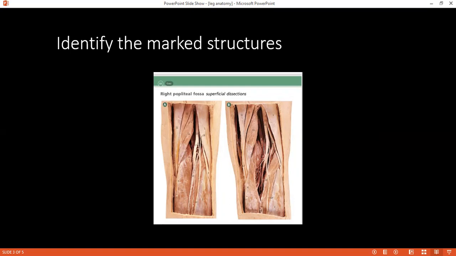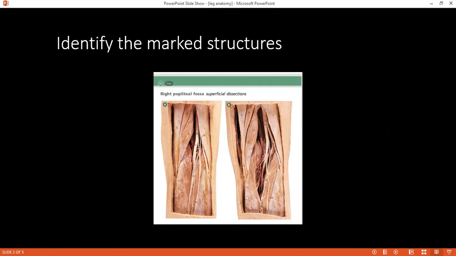Popliteal fossa is bounded above medially by semimembranosus and semitendinosus, laterally by biceps femoris, and below it's medially bounded by medial head of the gastrocnemius and laterally by lateral head of gastrocnemius. Very good. Can you please tell me the contents of the popliteal fossa from superficial to deep?